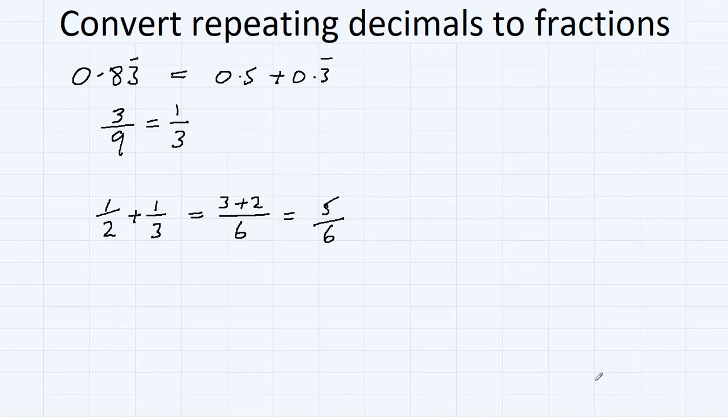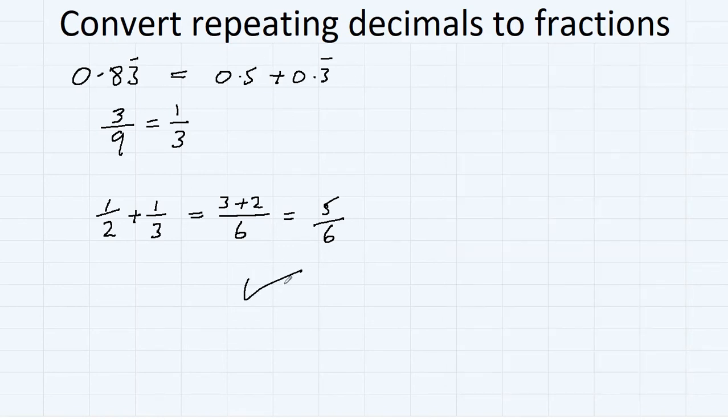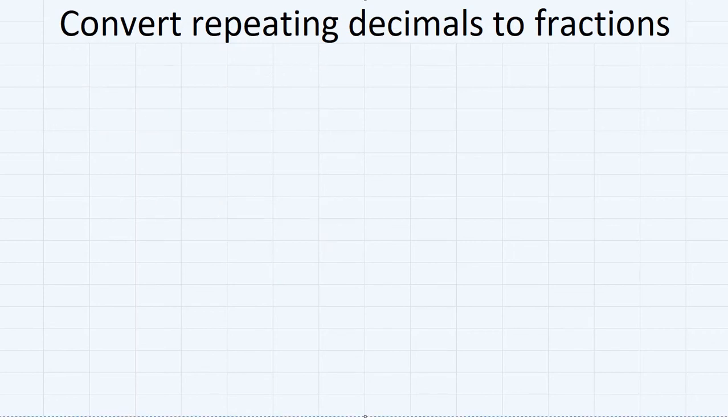Let's just check that on the calculator. So we got 5 divided by 6 equals 0.83 recurring, and that's correct. Now let's try this one. This is similar. 0.74 with just the 4 recurring.